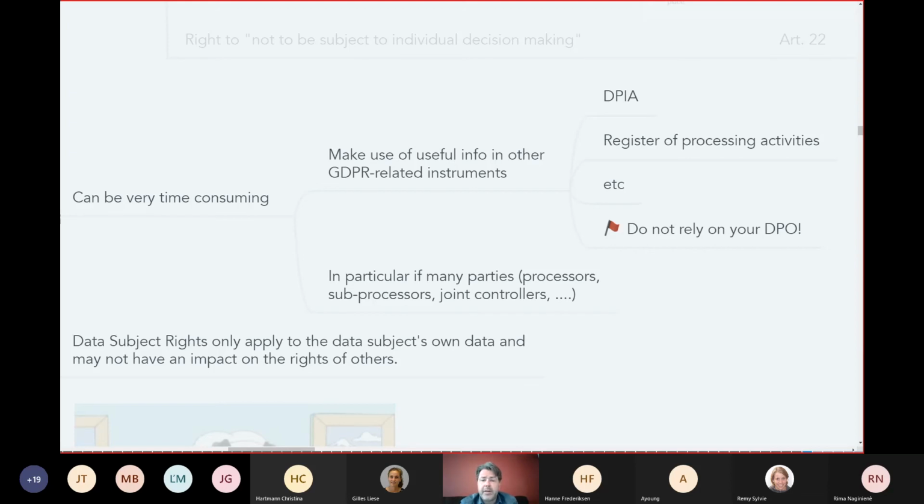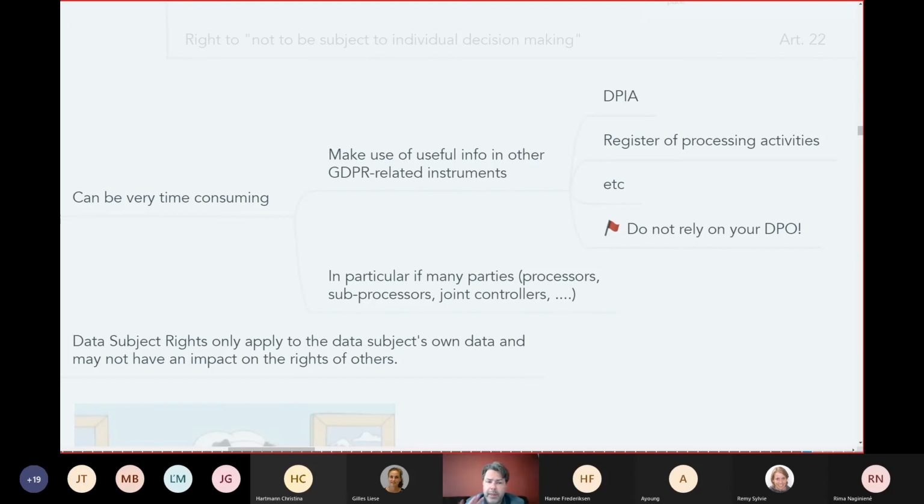And in particular, if you are dealing with many parties, for instance, if you are working with joint controllers, as we are, or if you're working with processors who in turn have sub-processors, then it can be very, very time consuming. So you should be prepared.